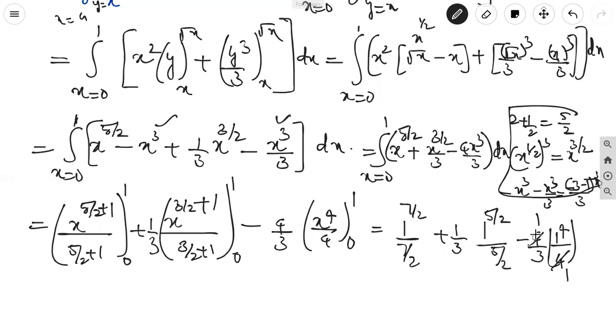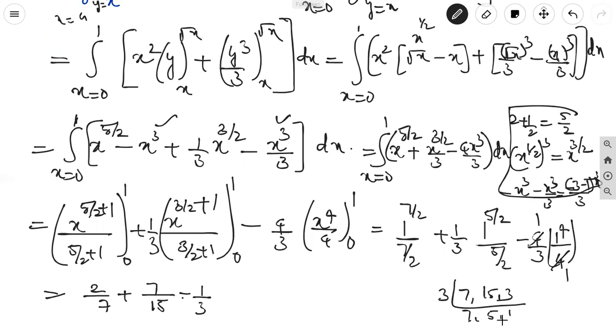Here 4 ones are 4. 1 power something is 1 only. That is 2 by 7 plus 2 by 5 threes are 15. 1 power something is 1, minus 1 by 3. LCM of 7, 15, 3. 3 5s are 15, 7 5s are 35, into 5, 100 into 3, 105. 105 is the LCM. Here 7 is there.